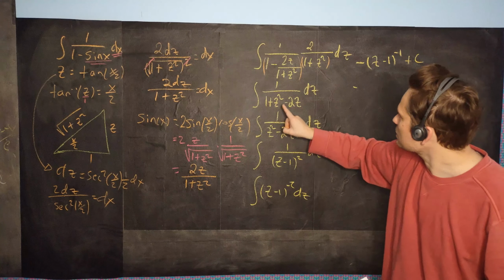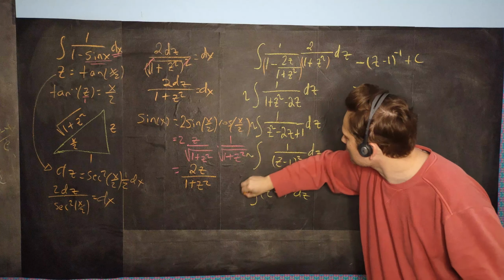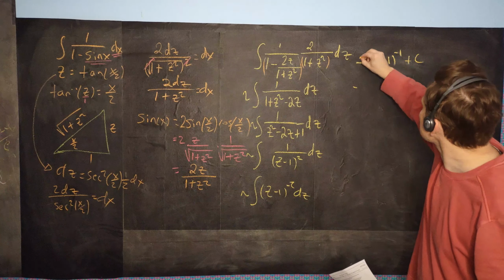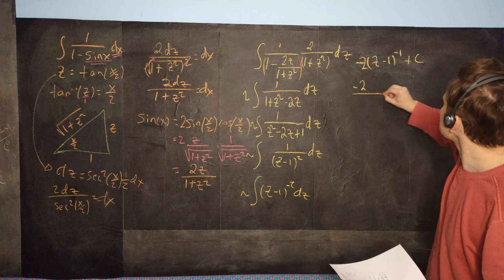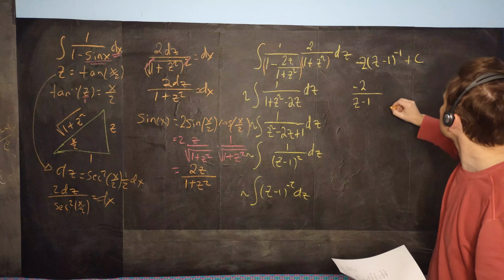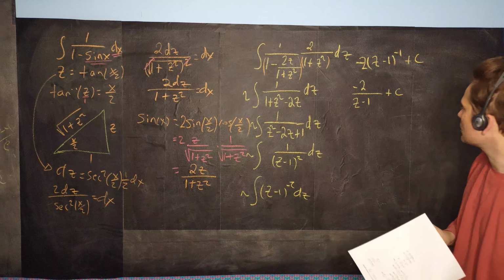We should not forget there's a 2 here. You see, I forgot that 2. So place that all the way out front here. There we are. So that means there's also a negative 2 out here. So negative 2, and then this is over z minus 1 plus c. Writing this as z minus 1 in the denominator.